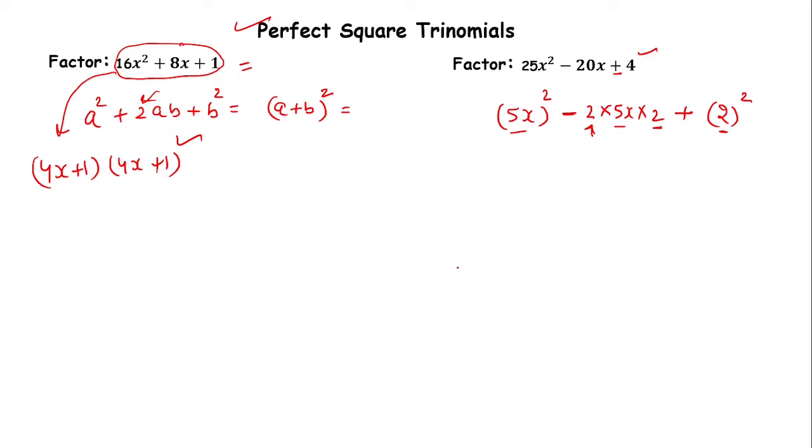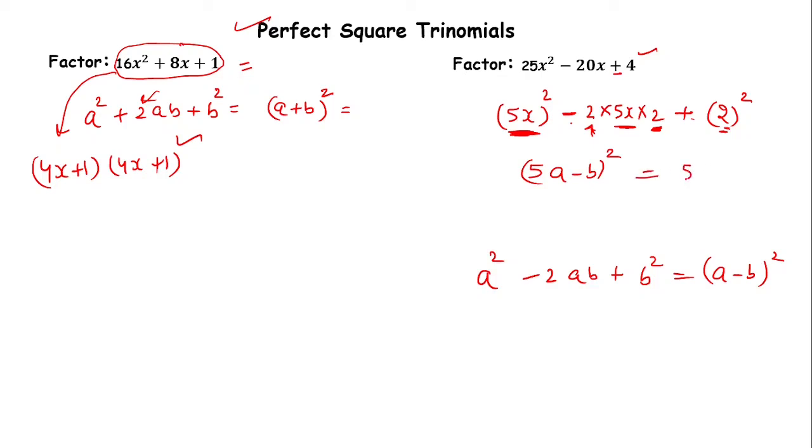Now which formula will I use here? A squared minus 2AB plus B squared is equal to (A minus B) whole squared. So (5x minus 2) whole squared. The final answer is (5x minus 2) times (5x minus 2).